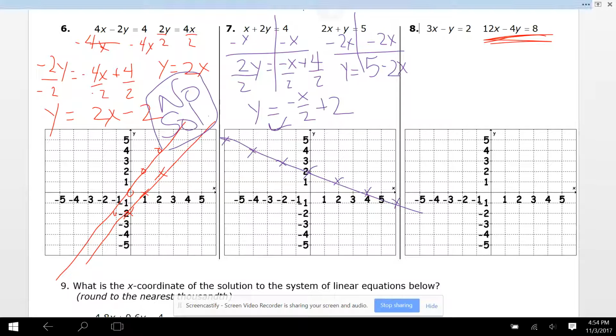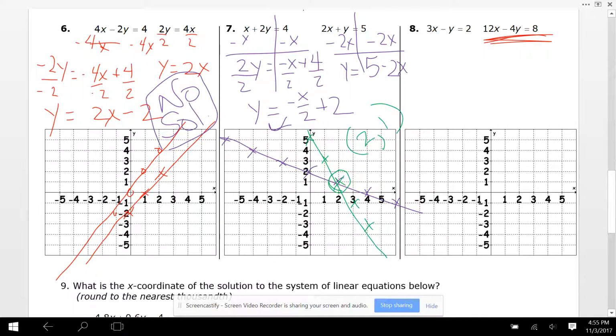And my other one starts at 5, and it's a negative 2 slope. So it's going to go down 2 over 1, down 2 over 1, down 2 over 1, down 2 over 1. So there we go. Okay, so my solution is going to be (2, 1), because that's where they crossed. So it's nice when the slopes meet at a pretty point, and they don't always, but for these they do.